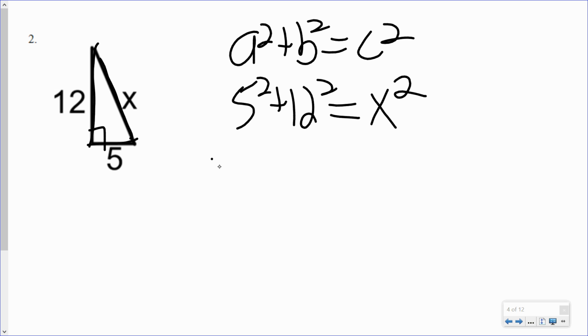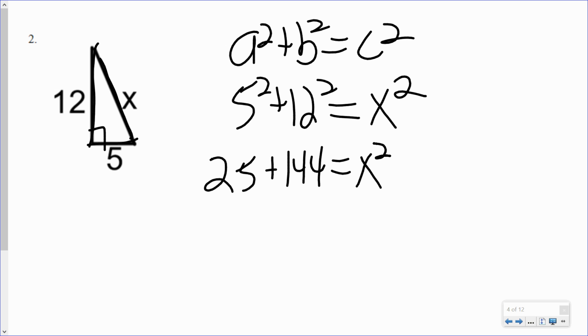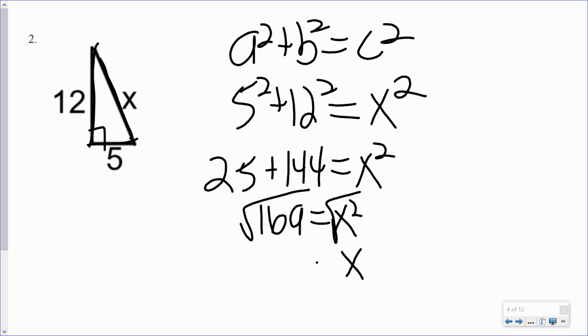Okay, now that you tried this on your own, 5 squared is 25, 12 squared is 144, 25 plus 144 is 169. To get rid of the squared now, I take the square root of both sides. I get x equals 13. And that's my answer.